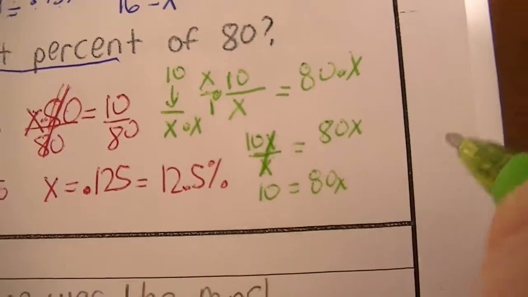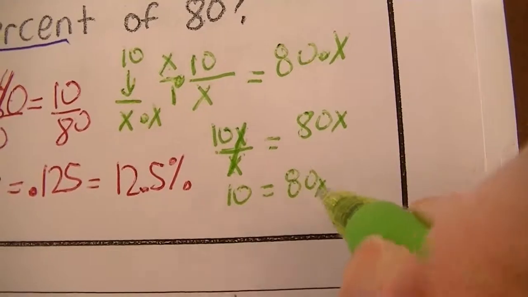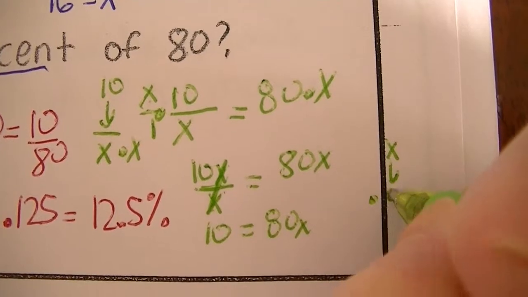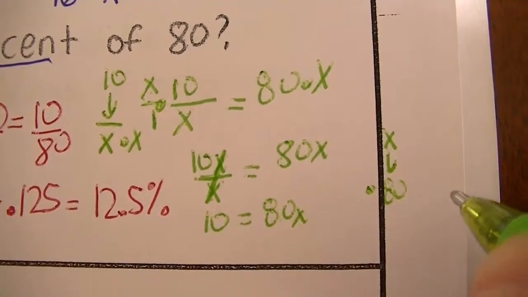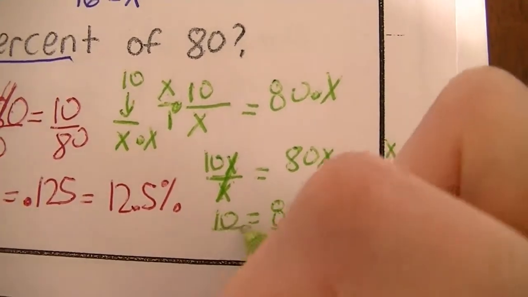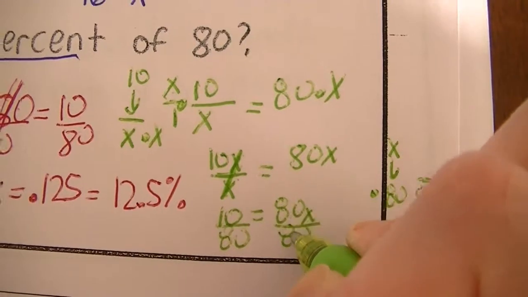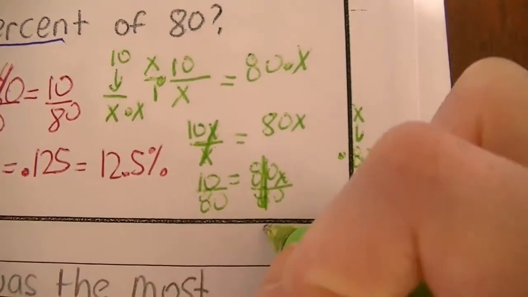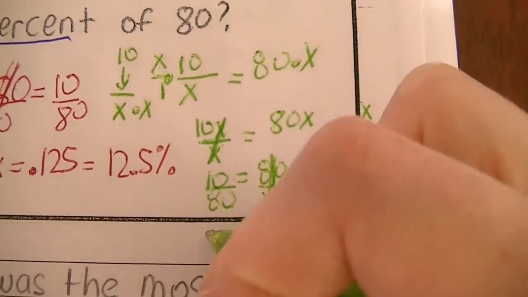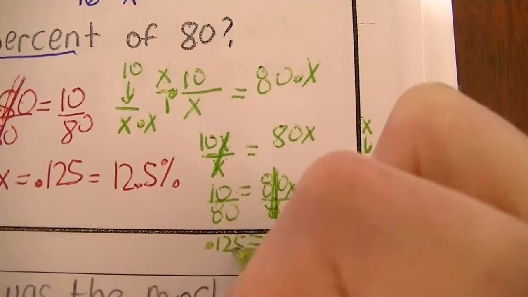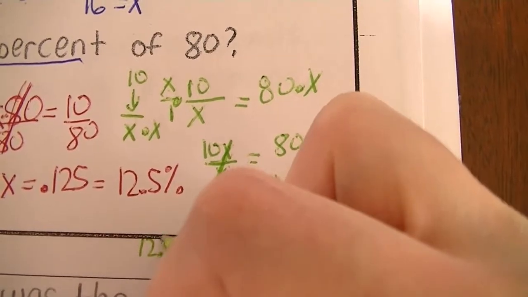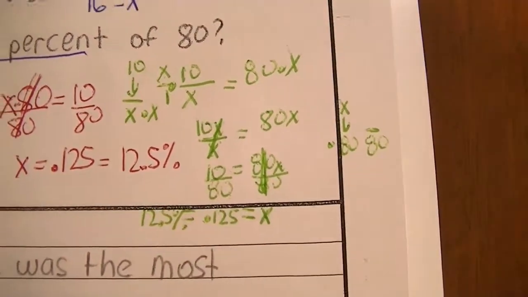Okay, now it looks normal, okay? We start with x, and then we multiplied it by 80. So the inverse operation of multiplying by 80 is to divide by 80. You do that to both sides of that equal sign. Okay, so 80 divided by 80 is 1. 1 times x is 1x, or x. And then 10 divided by 80 gives you 125 thousandths. And that converts to 12 5/10%. Okay?